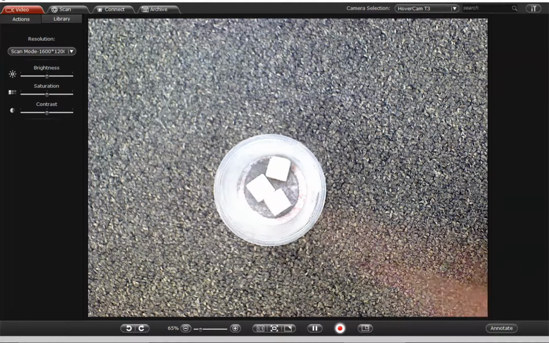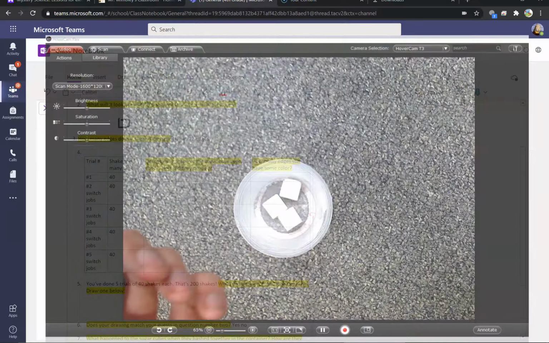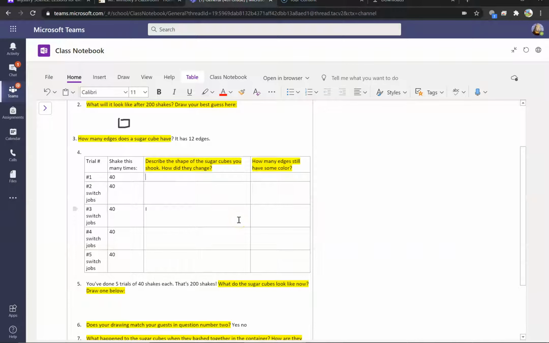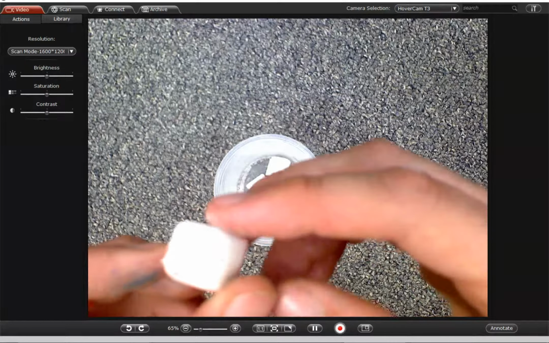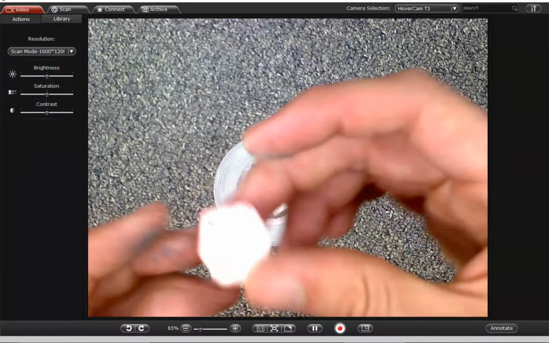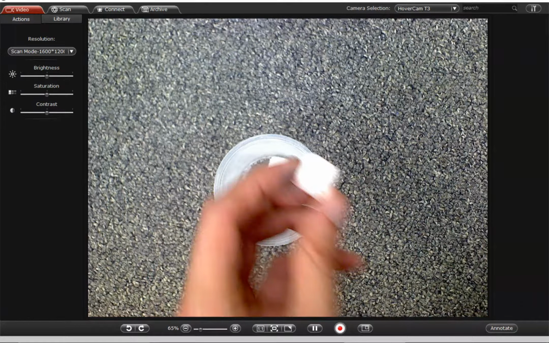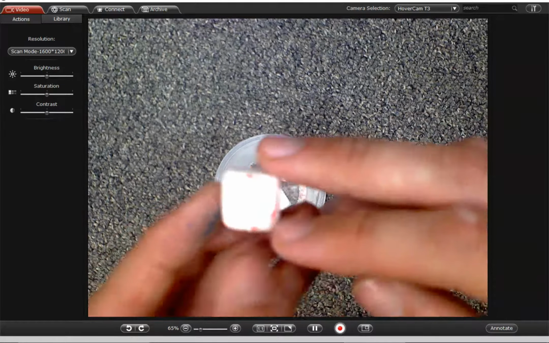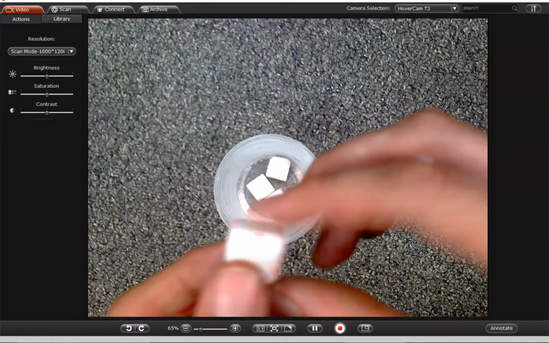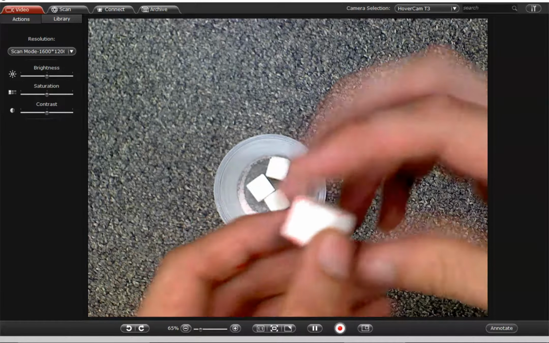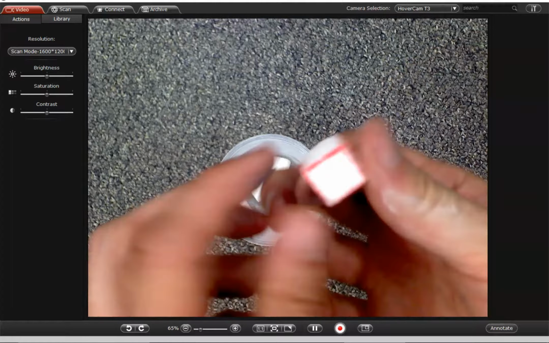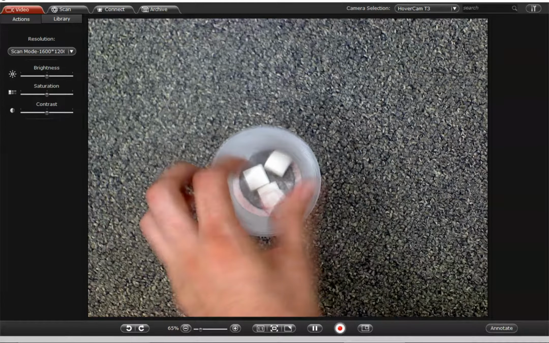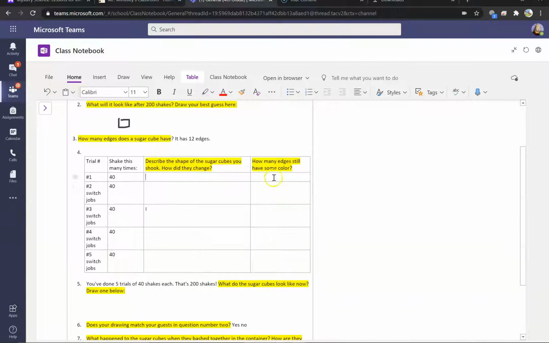Notice there's some stuff in the bottom of it now. And here's my red cube. So describe the shape. What do you notice? Well, I notice that some of the edges have fallen off. It also says how many sides have color on them still. So this side is 1, 2, 3, still has color, but this one doesn't. All the color came off. So we have 3, 4, 5, 6, 7, 8, 9, 10, 11. There's 11 sides that still have color.